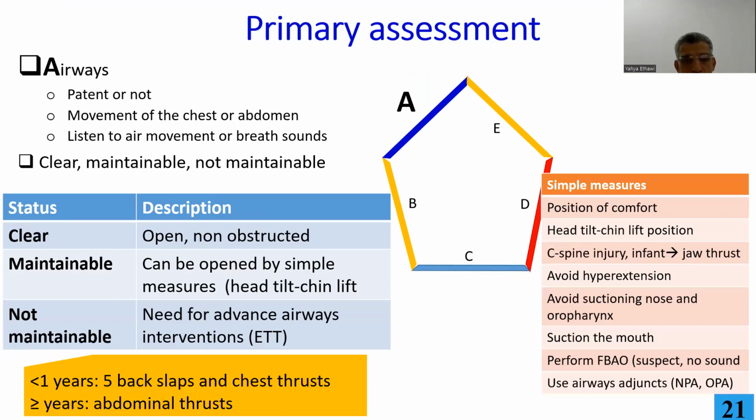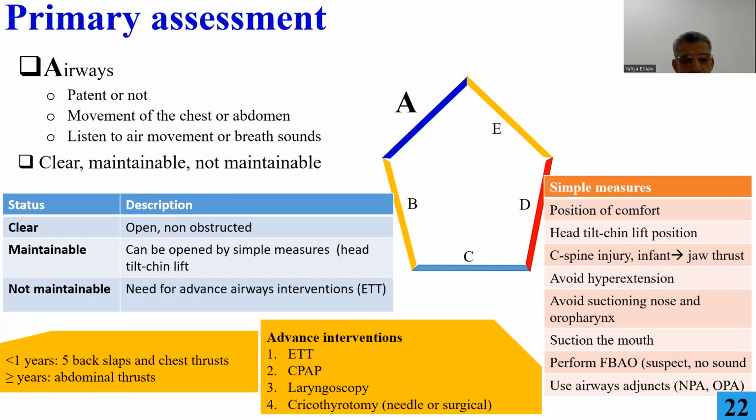Now, simple measures, remember that we said foreign body removal when suspected or no sound. In less than 1 year, we do 5 back slaps and we do chest thrust. We will show you the procedure, the maneuver, how we do it. In more than 1 year, we do abdominal thrust, and we will talk about it. These are all considered simple measures. Advanced intervention is ETT, you intubate, CPAP, use laryngoscope, and if not, we use cricothyrotomy, whether needle or surgical.